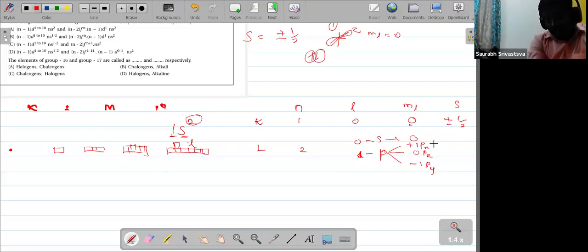Next, here every box is a degenerate orbital. Every box will be occupied by 2 electrons, one clockwise and another anti-clockwise. Then we can write here plus or minus 1 by 2, here plus or minus 1 by 2, here plus or minus 1 by 2. Clear? Understand?